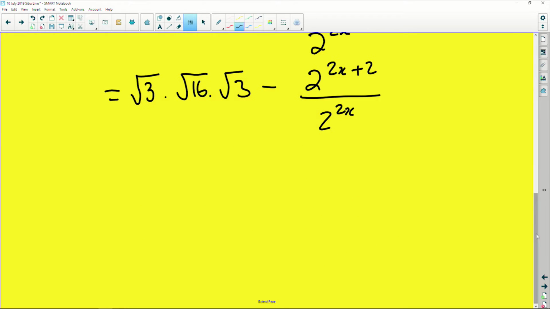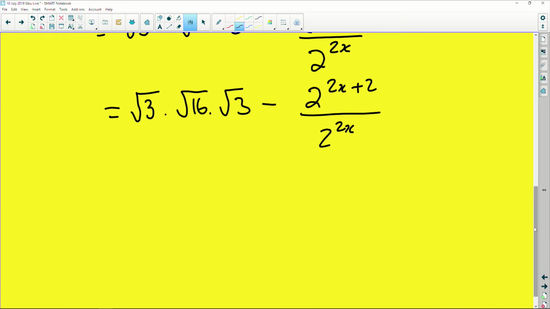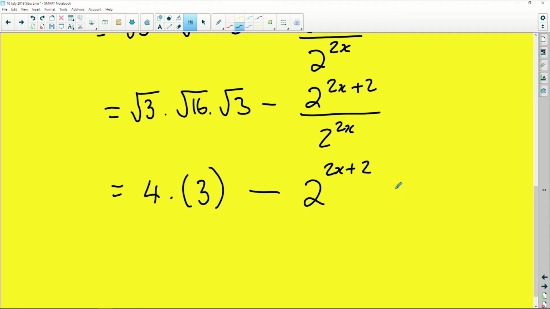Right. Let's continue and see what we can do further here. The square root of 16 is a perfect square, and the square root of 16 is just simply going to become 4. And the square root of 3 multiplied by the square root of 3 will just simply be 3. Right, minus, when you are dividing same bases here, 2 to the power something divided by 2 to the power something else, this is simply going to be 2 to the power of 2x plus 2, top exponent minus bottom exponent.